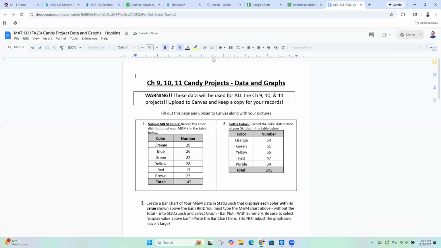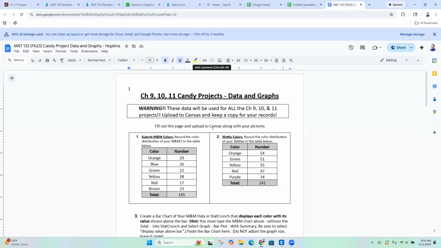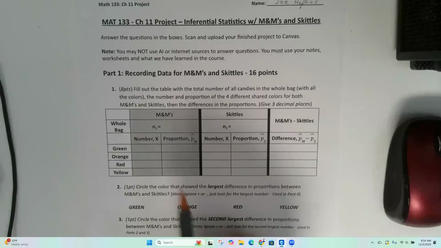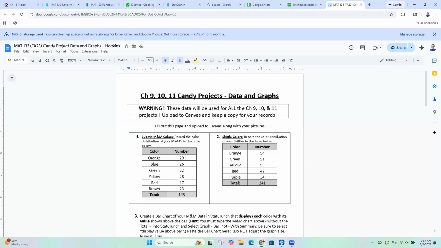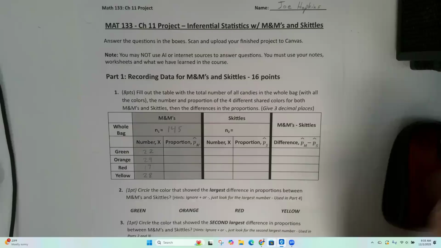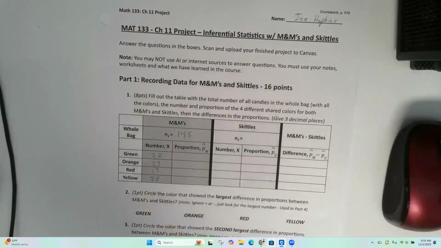That'd be gross. So I'm going to need my data that I collected on my Skittles and my M&Ms. First of all, my n1 is how many M&Ms I had total. For me, I had 145. And then I had 22 green, 29 orange, 17 red. These are not in alphabetical order, that's annoying. And 28 yellow, or in any order, it looks like. So just make sure you write them in the right order.